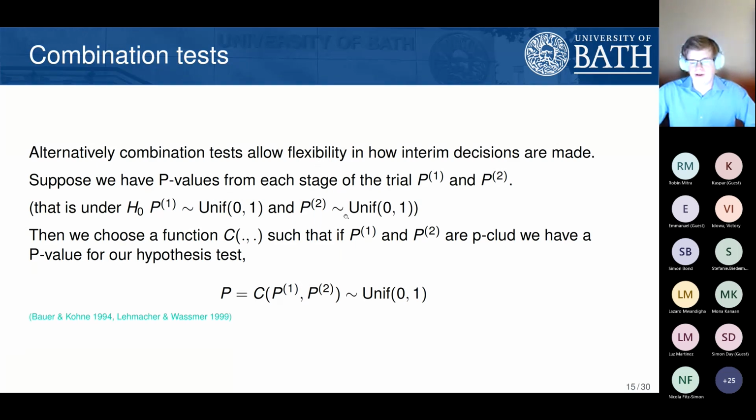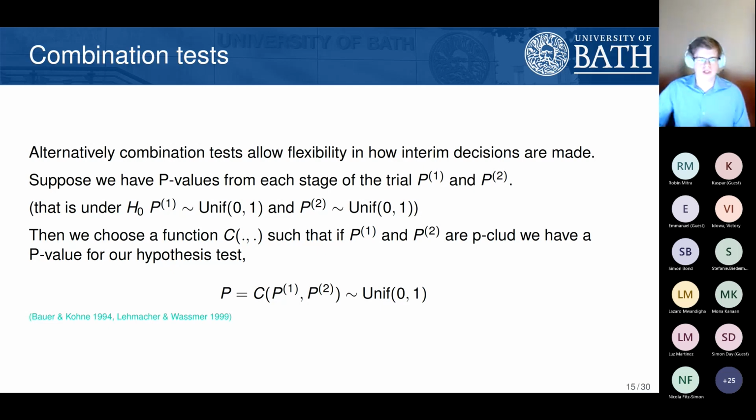In particular, we're going to focus on the concept of combination tests. So supposing we have some p-values from the first and second stage of the trial, p1 and p2, the idea is that we can construct an overall p-value for the trial that is also uniform 0,1 under the null hypothesis. And this p-value will be able to be used for our overall hypothesis test. The important thing to note here is that this construction essentially allows us flexibility over how we make interim decisions.